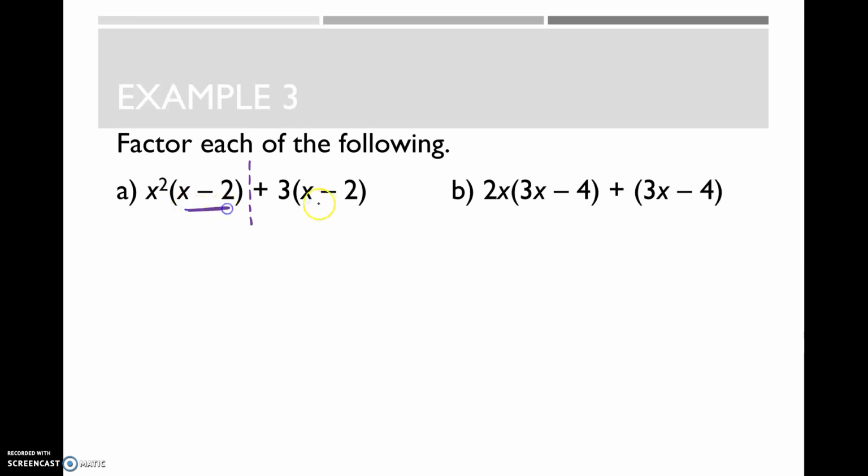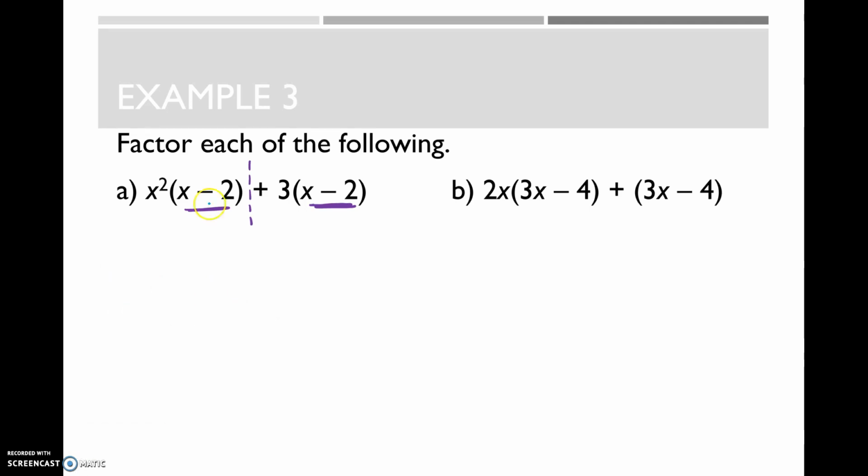They have the x minus 2. So pull that x minus 2 outside of the parentheses, and then what's left would be x squared plus 3. That's one way to explain this. I want to show you another way to explain this that I think actually makes more sense, and it involves using two colors of pen, so bear with me.